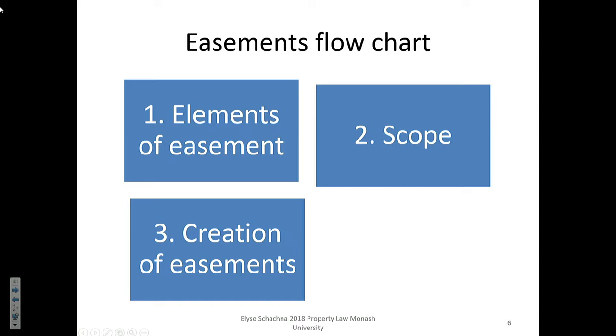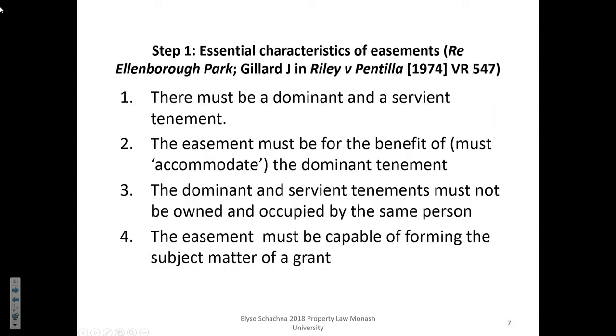And we also need to show that the easement's been validly created. Okay, so that's when we look at creation of easements. So we'll take it one step at a time. So the first step is to work out, have the elements of an easement been satisfied?